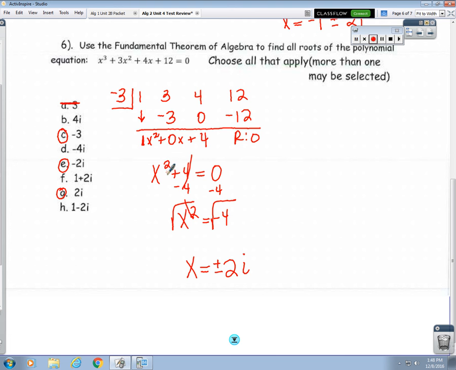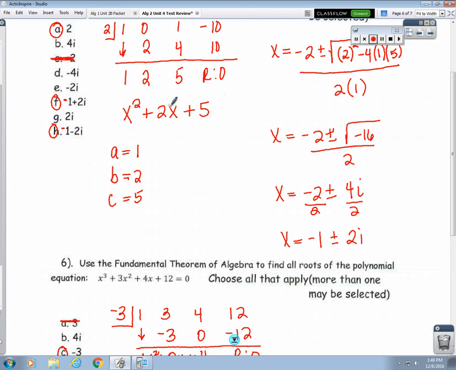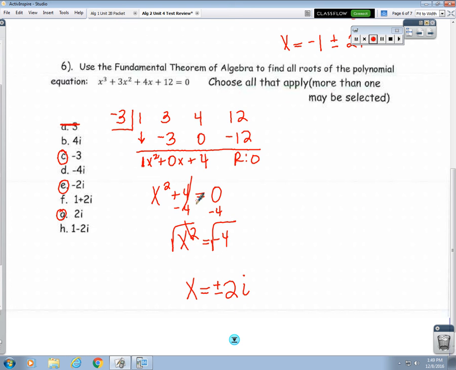Okay, but if you don't remember to do this method that I just did, you could always use the quadratic formula. Just 1 is your A, 0 is your B, and 4 is your C. You'll get the same answer at the end. But this is easier if you remember to do it. Because on the other one, the B was 2x. To use this shortcut method, the B has to be 0.